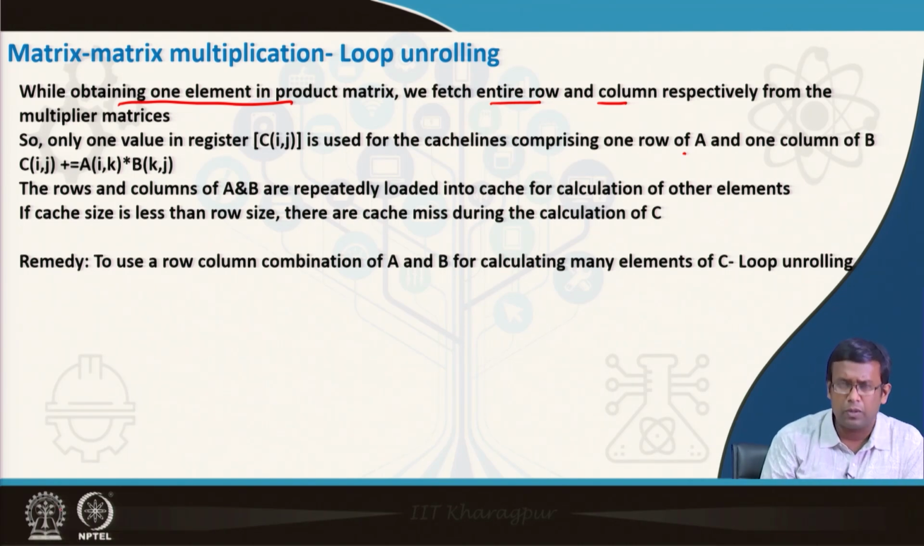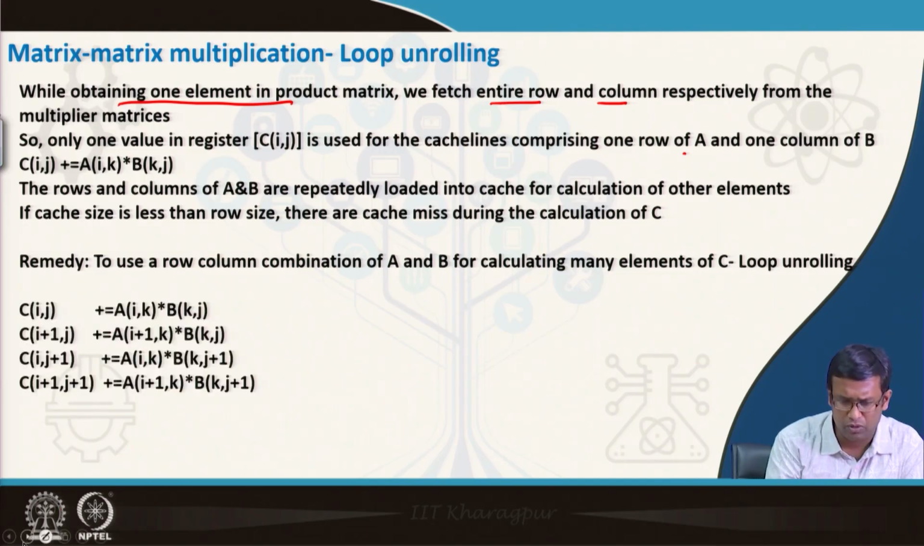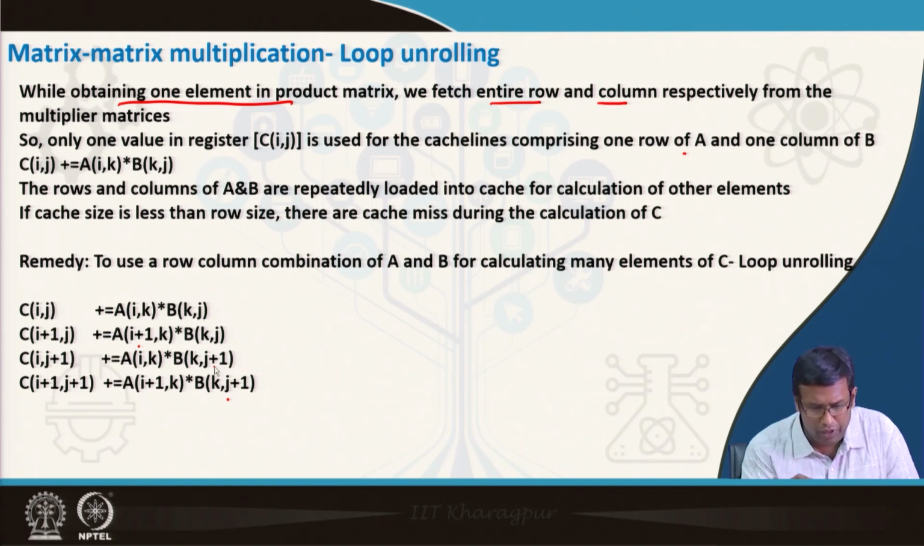So, that means instead of only calculating one element in the loop of the C matrix, we will calculate multiple elements of the C matrix: Cij, Ci+1j, Cij+1, Ci+1j+1. So, what are we doing here? We are reading the ith row of A, the jth column of B, the i+1th row of A and the j+1th column of B, right. So, we are reading the ith row, the i+1th row, the jth and the j+1th.